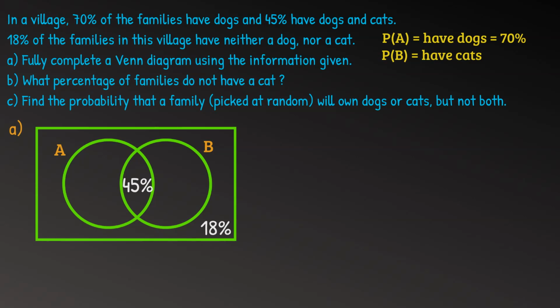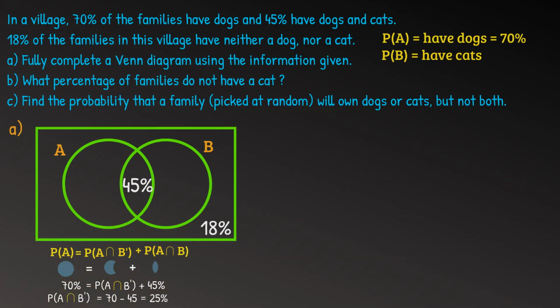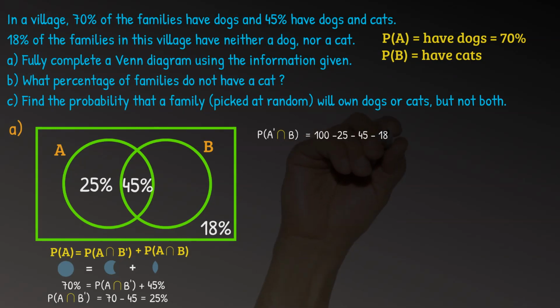It should be relatively straightforward to work out the probability of A intersect B complement because we have the probability of A and the probability of A intersect B. So the probability of A is the probability of A intersect B complement plus the probability of A intersect B. So the probability of A intersect B complement is equal to 25%. Now all of the probabilities have to add up to 100, so the last area, which is also the probability of A complement intersect B, is equal to 100 minus 25 minus 45 minus 18, so that's equal to 12%.